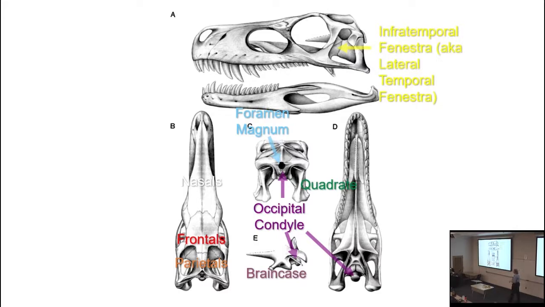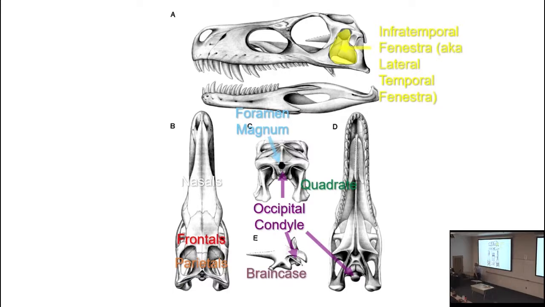In these forms, there are actually two fenestrae that allow these muscles to expand outwards. The lower of the two is called the infratemporal fenestra, the lower temporal fenestra, or the lateral temporal fenestra, because you see it from the side view. So it's that window right there. And muscles go from the lower jaw, and they emerge out on the outside there.